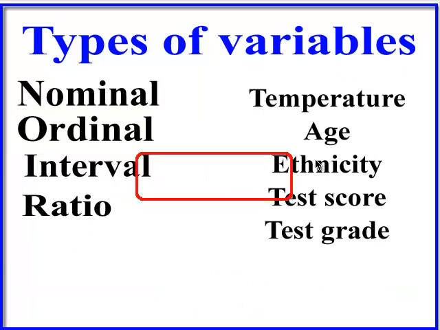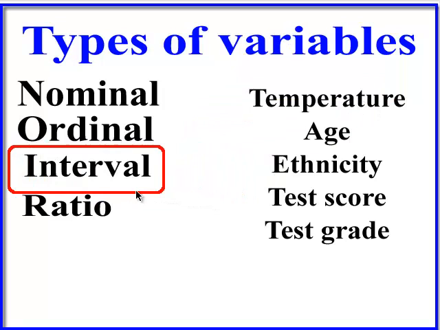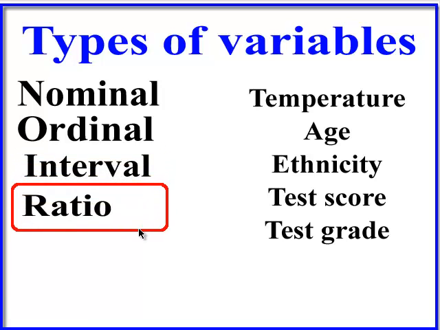Okay, temperature, that kind of gives it away, right? Temperature can be an interval because at 0 degrees, there's still temperature. It's just marked that way on the gauge. It could also be considered ratio, in my opinion.